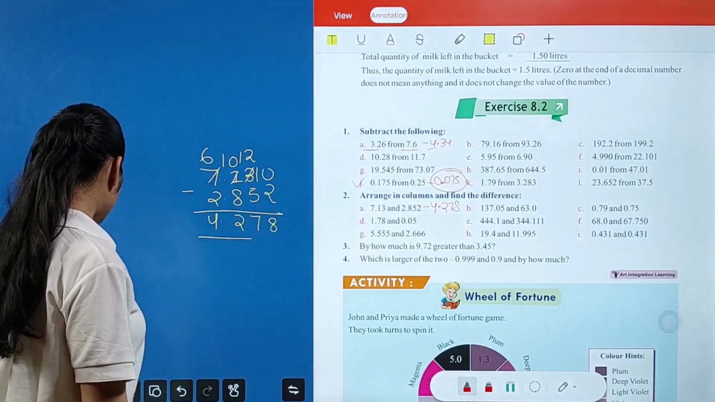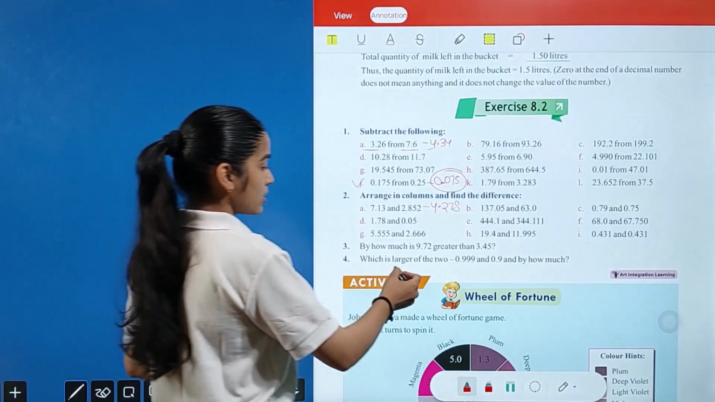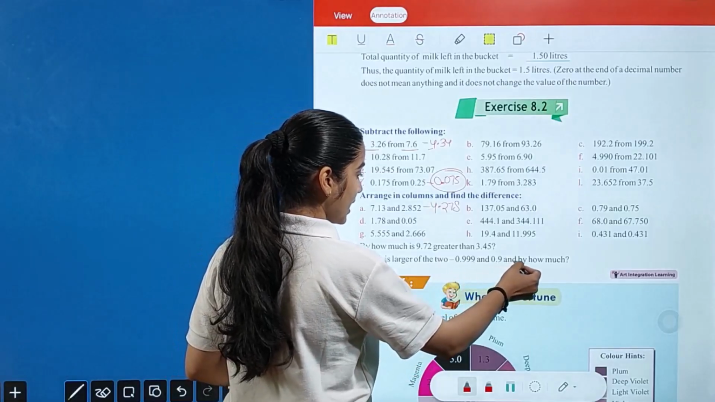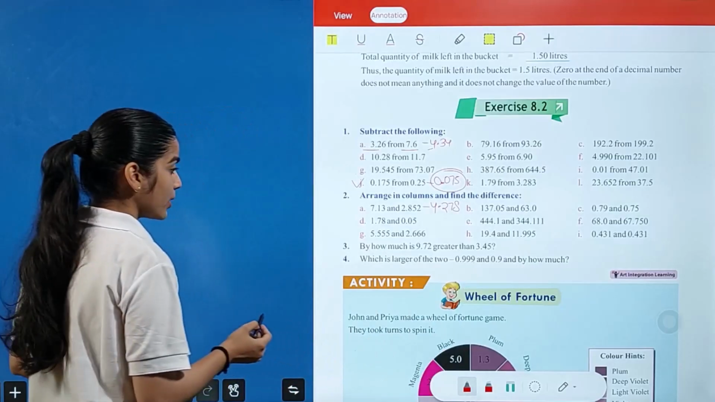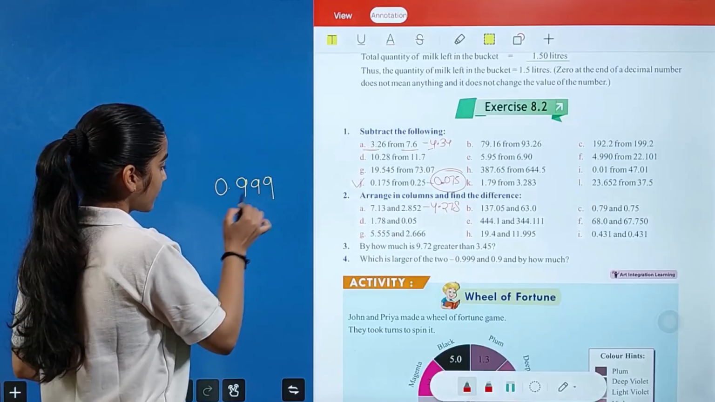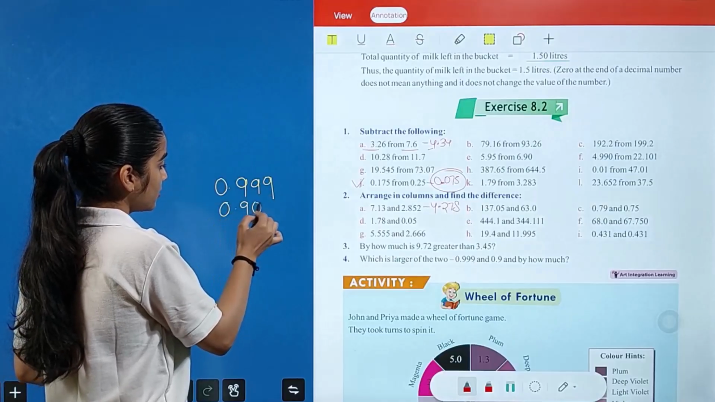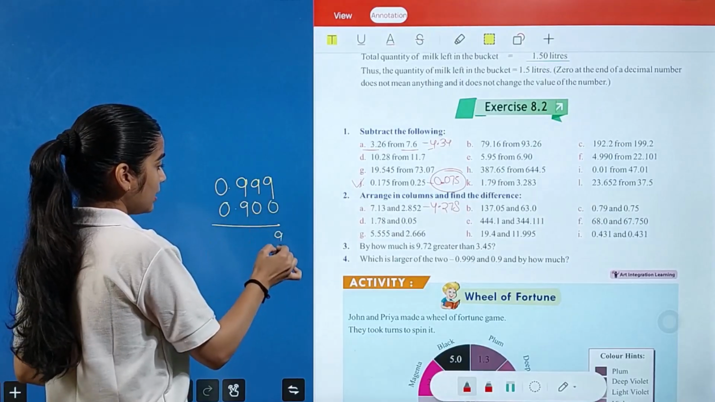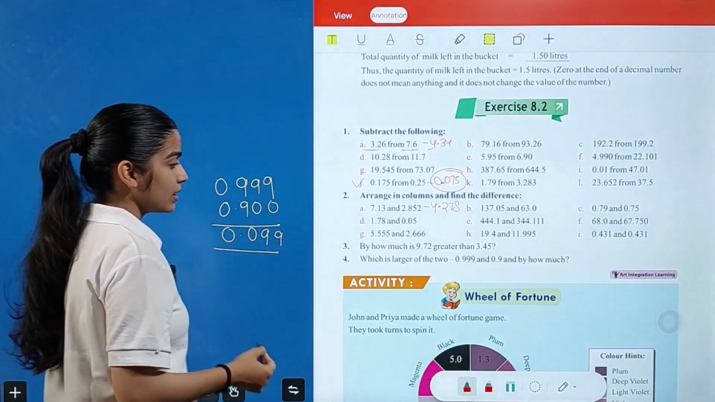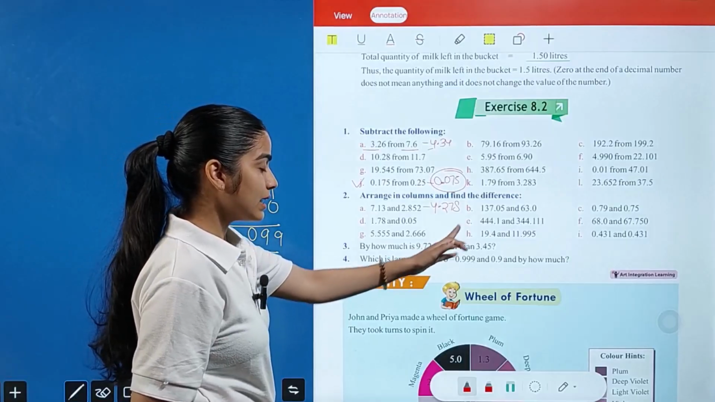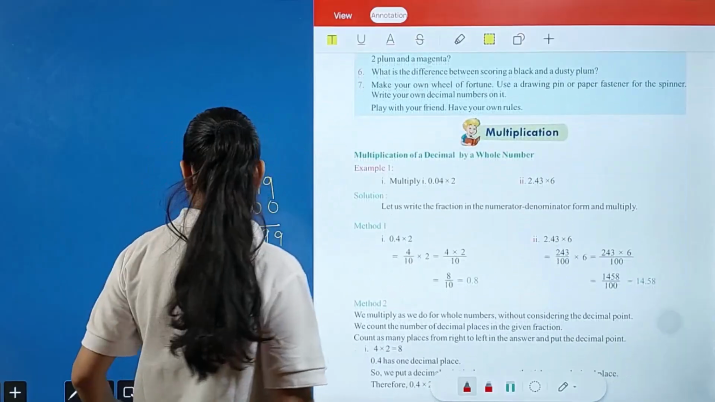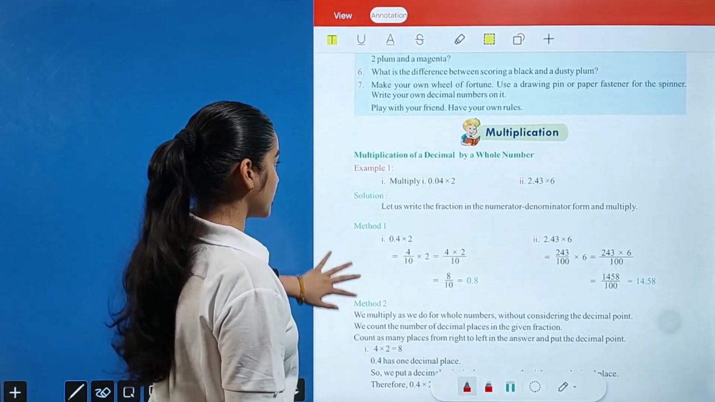Now we move forward to our word problems. Which is larger of the two? 0.999 and 0.9, and by how much? So 0.999 is bigger, and how much we have to find. 0.900. So by 0.099, 0.999 is greater. Okay. Now we move forward to our next operation, which is multiplication.